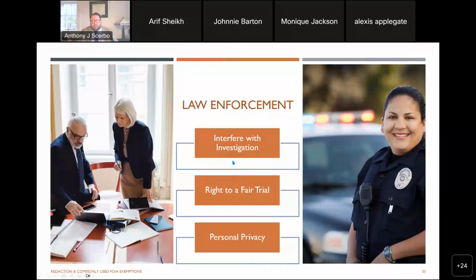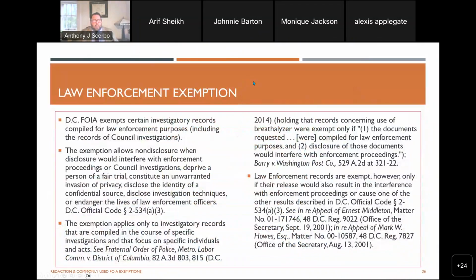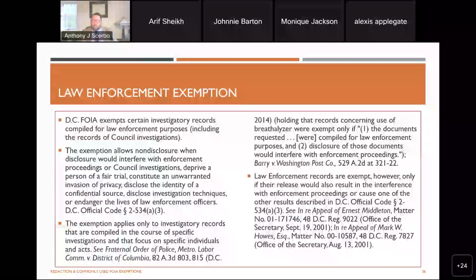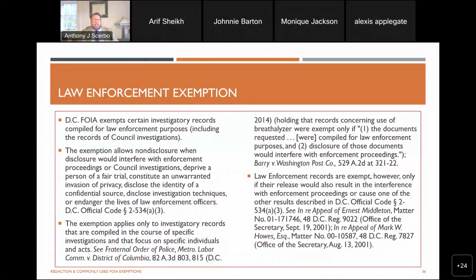The law enforcement exemption: interference with investigations, right to a fair trial, and personal privacy. So certain investigatory records for law enforcement purposes, including records of DC Council investigation, are exempt.